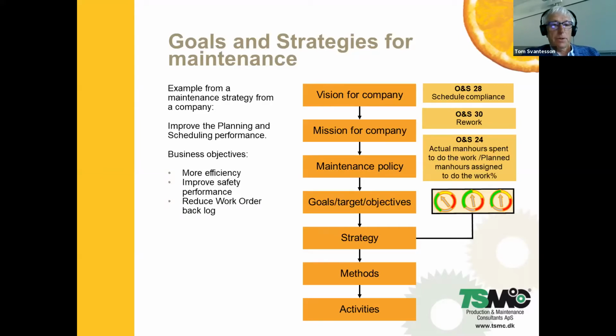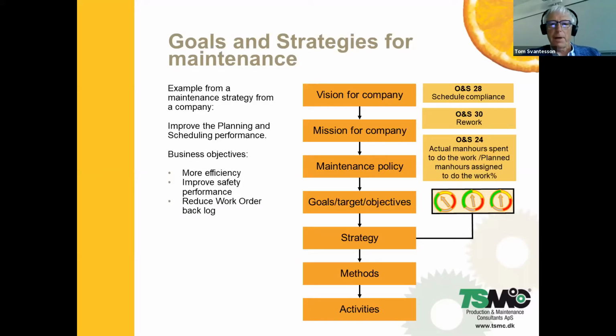They have done it because they want to meet a number of business objectives, such as more efficiency, improved safety performance, and to reduce the work order backlog. So the strategy is to improve planning and scheduling, and we are measuring it by a number of indicators, and they will tell us how good we are at doing this strategy improvement.